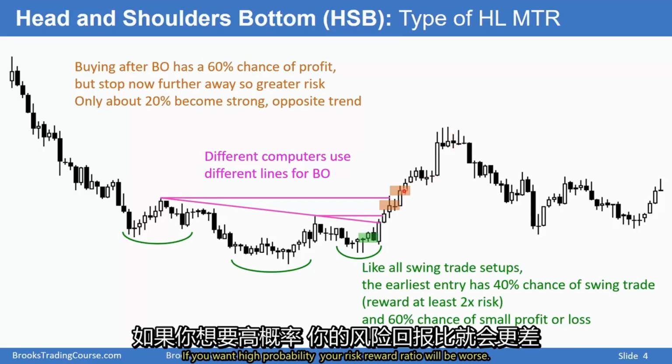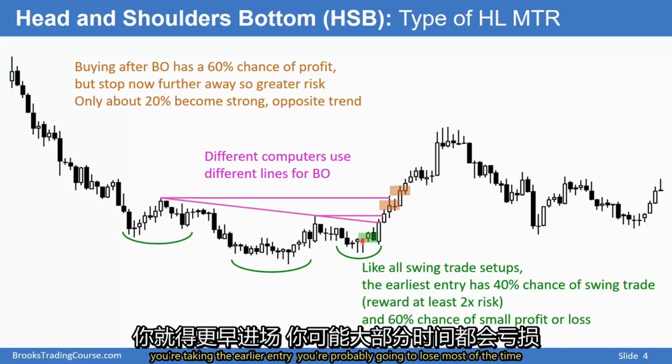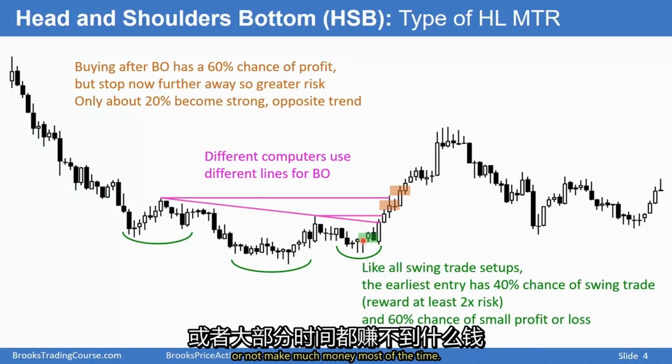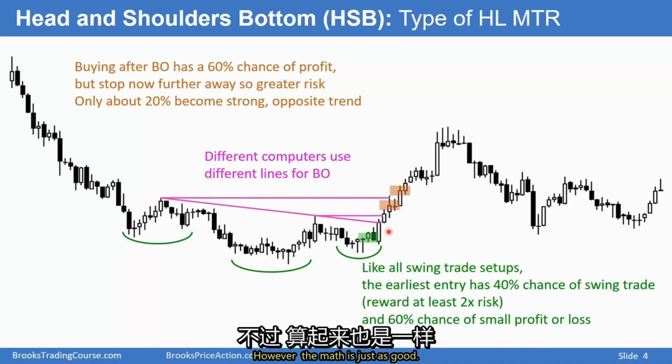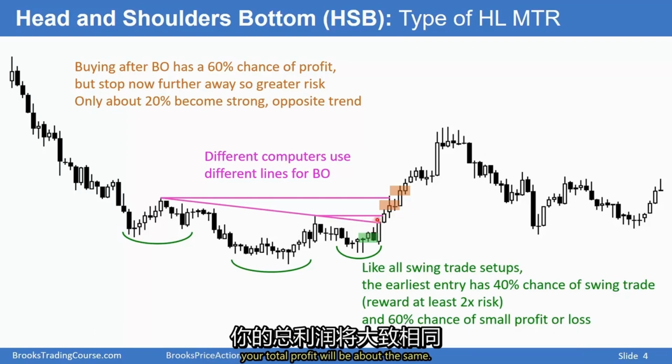There's a trade-off. If you want high probability, your risk-reward ratio will be worse. If you want to take a trade with lower risk, you're taking the earlier entry, you're probably going to lose most of the time or not make much money most of the time. However, the math is just as good. If you take 100 entries like this or 100 entries like that, your total profit will be about the same.